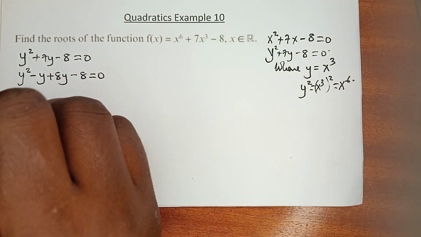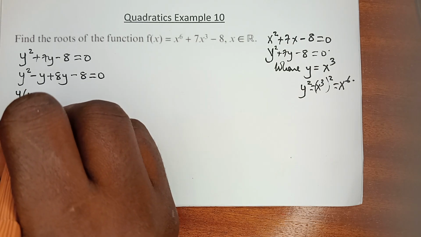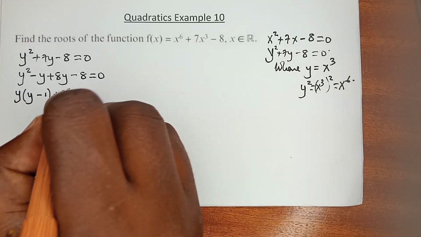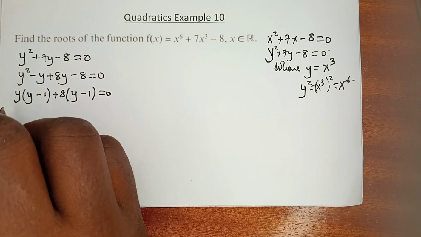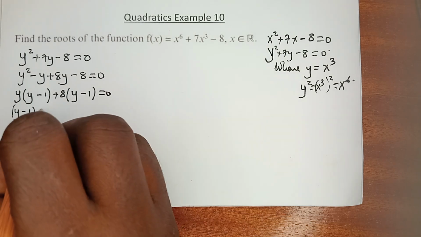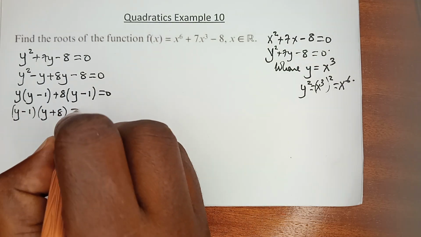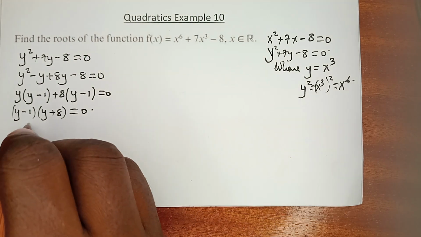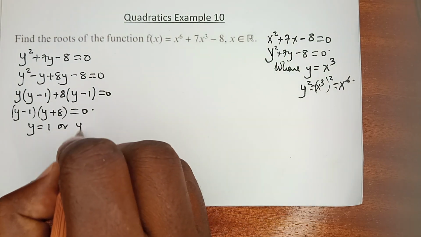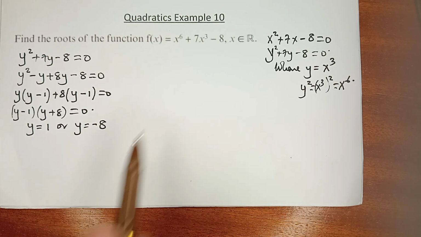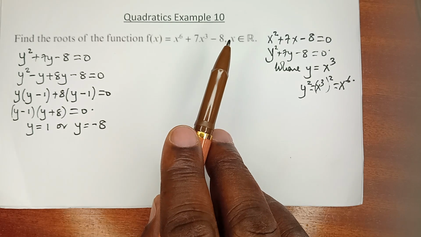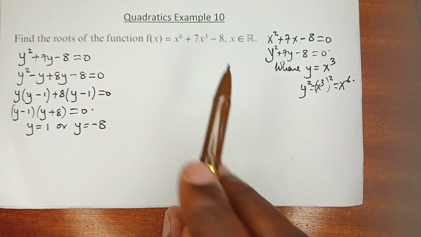So in the first two terms, y is common. Y minus 1 plus 8 is common. Y minus 1 is 0. And at that particular point, we can have y minus 1, y plus 8 is equals to 0. So y is equals to 1, or y is equals to -8. But that is as far as y is concerned. And in our original equation, we did not have y anywhere. We had x. And now we go ahead and solve for x.